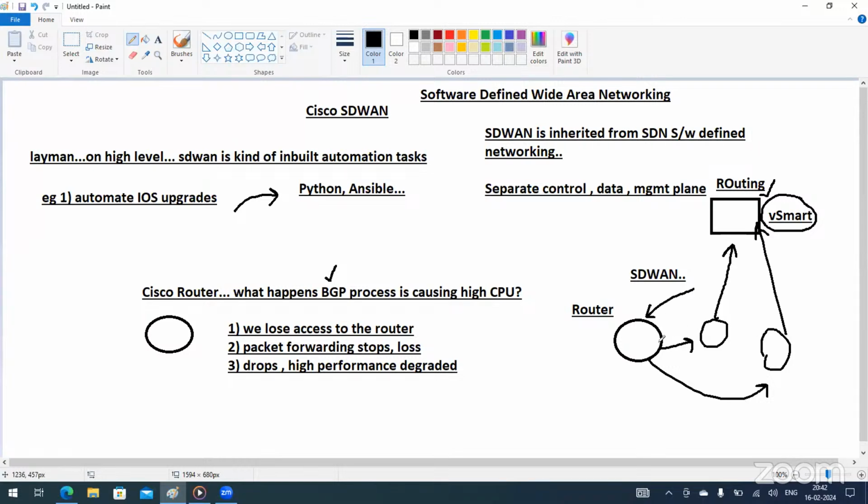These routers would not be exchanging the routing information directly. They would be exchanging with the dedicated device. So the control plane is isolated here. In case of high CPU, a high number of routes, anything, it won't impact data plane operations. The data would keep forwarding.